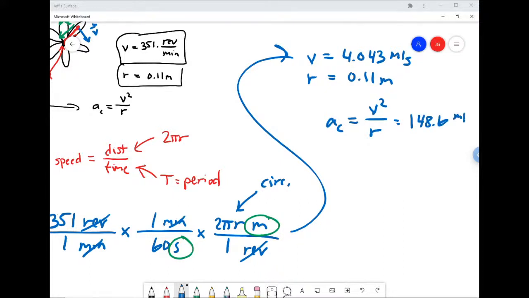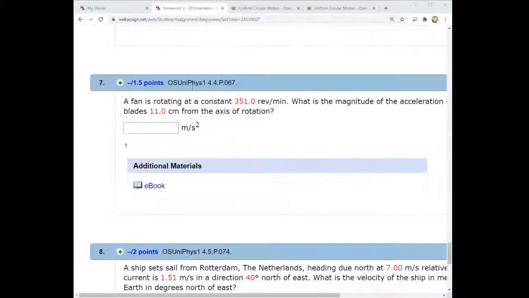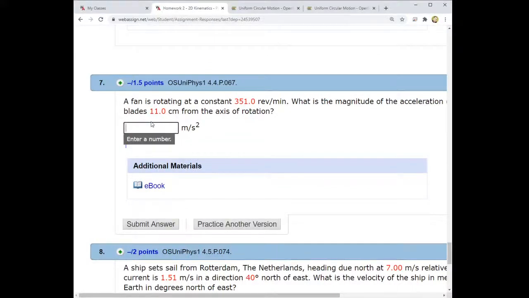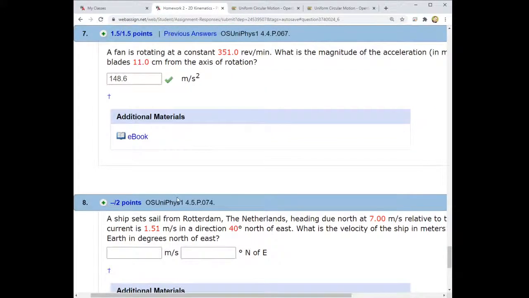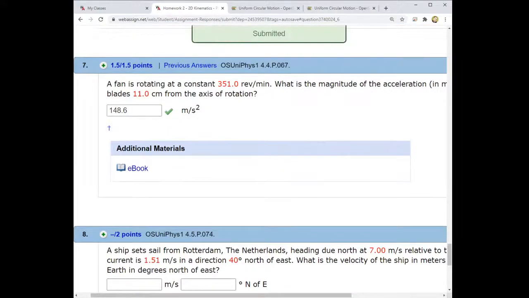$148.6 meters per second squared. All right, let me put that in here and check to see if we're good. And we're good. All right.